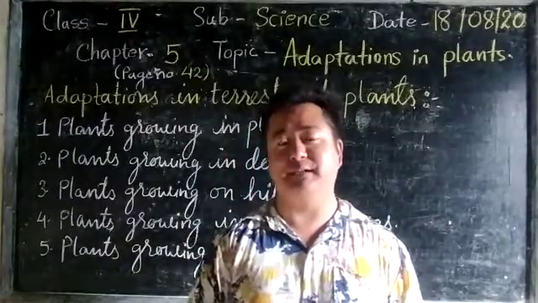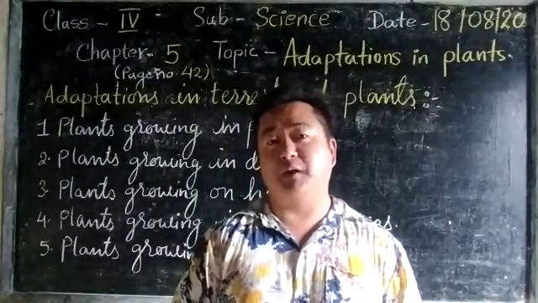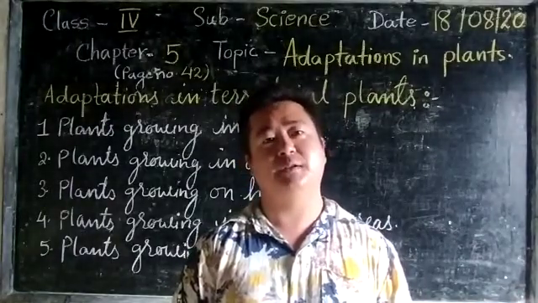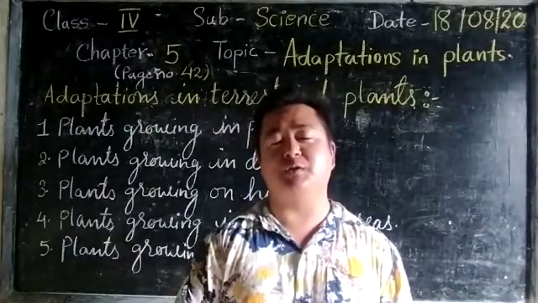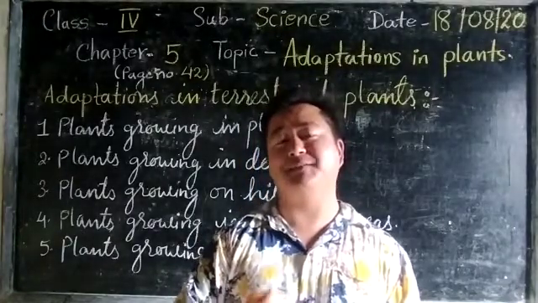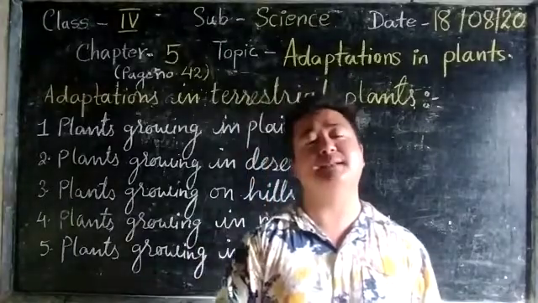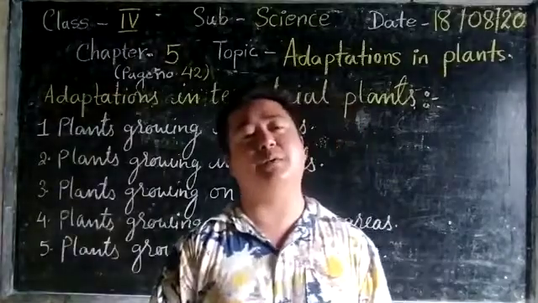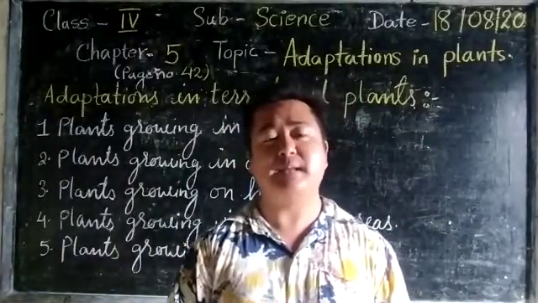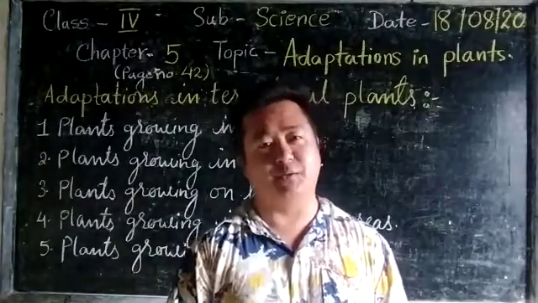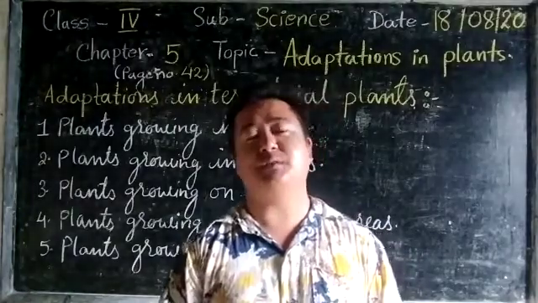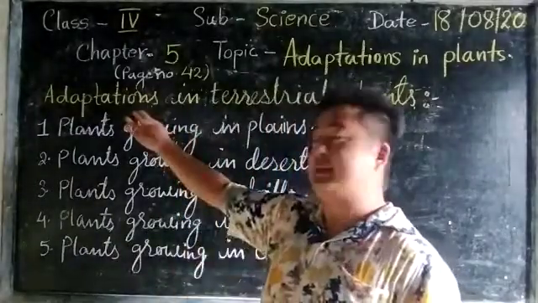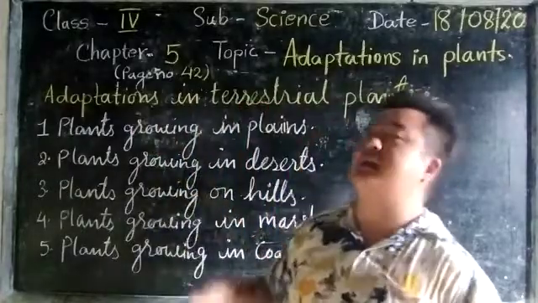In the last video we have learned about the factors that influence the adaptation of plants. We also discussed that plants grow in different habitats. The plants that grow on the land are known as terrestrial plants, and the plants that grow in the water are known as aquatic plants. So today we are going to discuss the topic, adaptation in terrestrial plants.